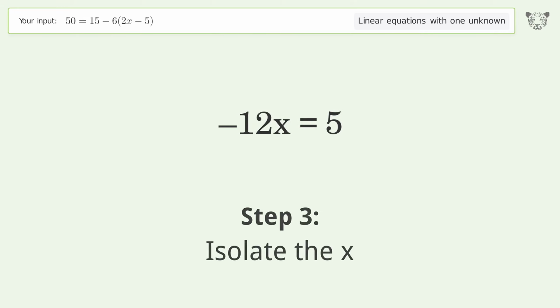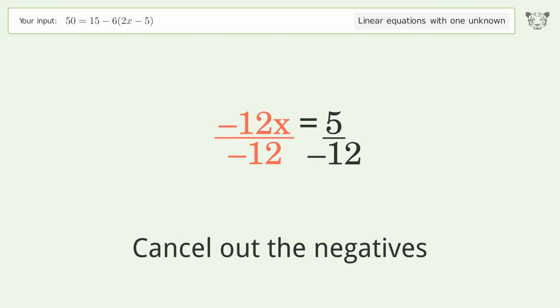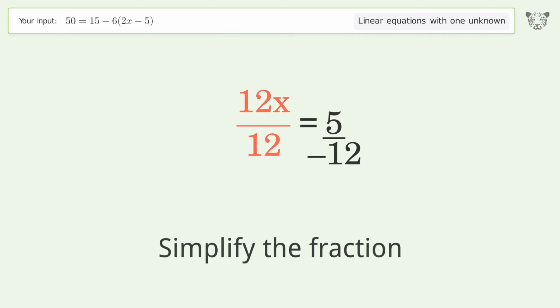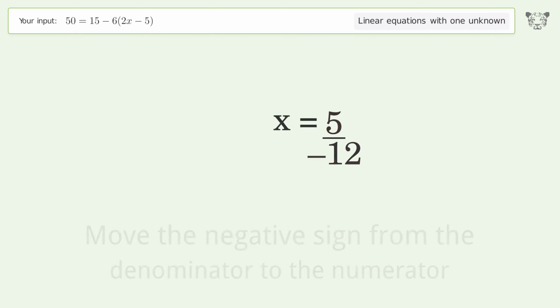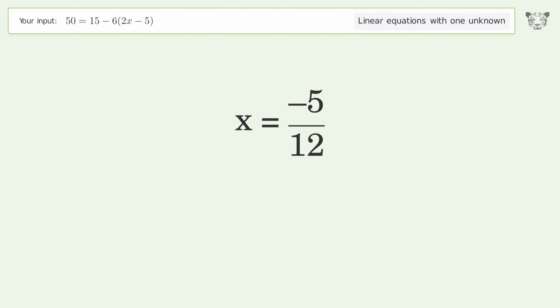Isolate the x. Divide both sides by -12. Cancel out the negatives. Simplify the fraction. Move the negative sign from the denominator to the numerator. And so the final result is x equals -5/12.